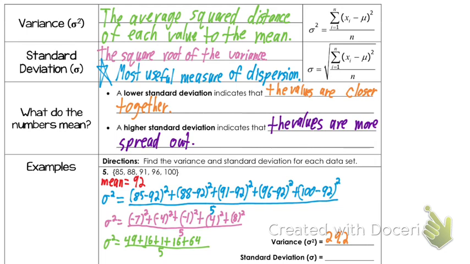So once again, you take 49 plus 16 plus 1 plus 16 plus 64. Divide all of that by 5. Now, once you find the variance, how do we get the standard deviation? What do we say was the difference between variance and standard deviation? Square root. Very good, Tucker. So, we're going to square root the variance to get the standard deviation.